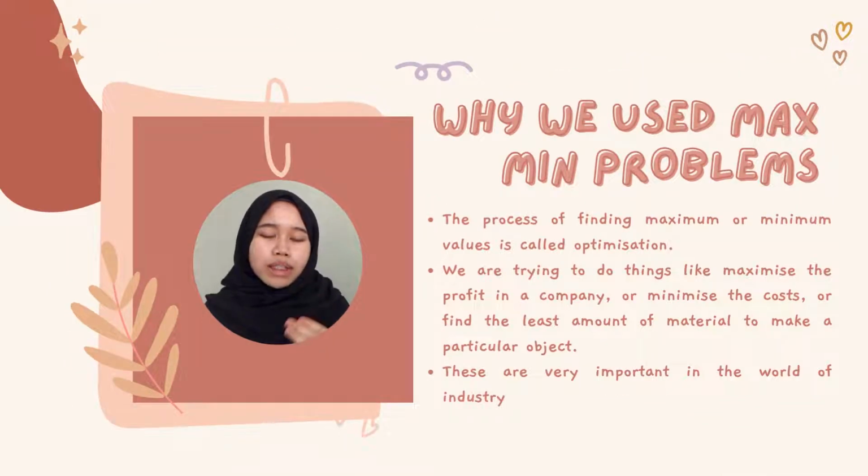Next, why do we use maximum minimum problems? The process of finding maximum or minimum values is called optimization. We are trying to do things like maximize the profit of a company, minimize the cost, or find the least amount of material to make a particular object. These are very important in the world of industry.